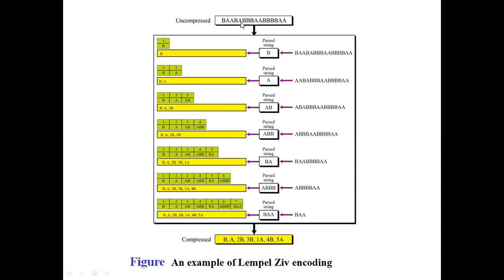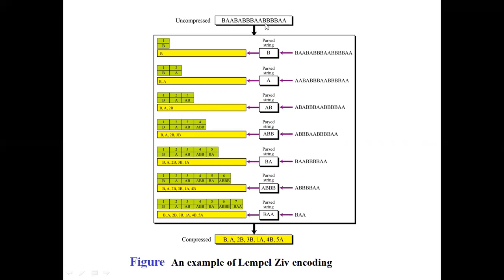Then another further substring we have is ABB, which is not further divided. Now we have the value of AB as 3, so we take 3, and the last character we keep as it is, that is 3B. Again, the next is BA, which cannot be further subdivided. So for BA, we have the value of B as 1, and the last A we keep as it is.